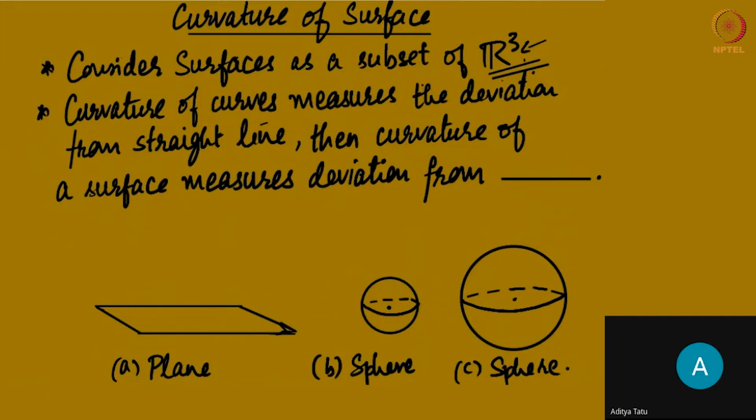So now the question is, we've seen that curvature of curves measures the deviation from a straight line, right? That part was quite intuitive, and all of you followed and you agree with me. Then the curvature of a surface, right? It also measures deviation, but from what?